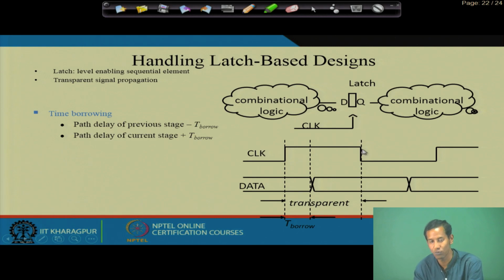Whenever the clock is 1, at that time the latch is transparent. That means it can pass the value, the data value it takes as input. Whenever the clock is 0, at that time it should not pass the value which contains the data. So, whenever the clock is 1, the latch is transparent. Whenever this is 0, the latch is closed.